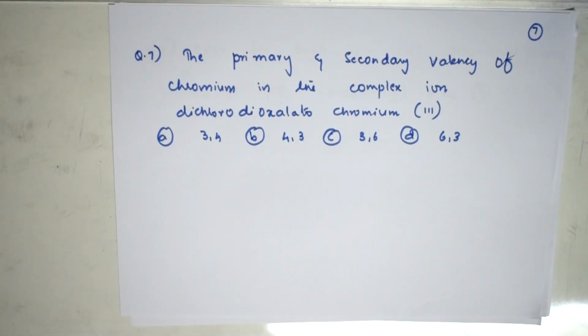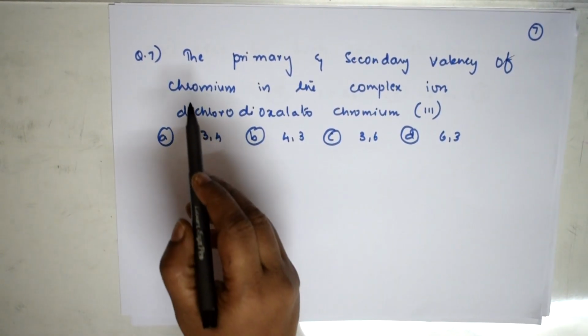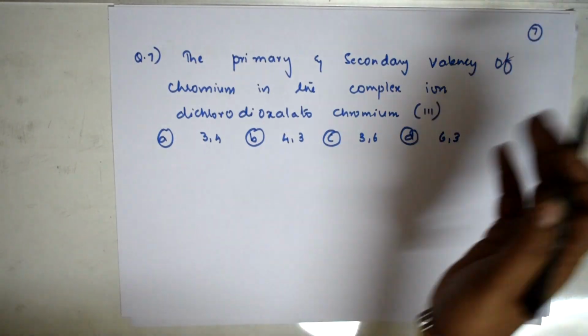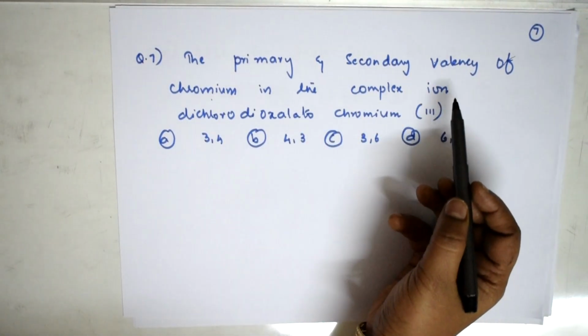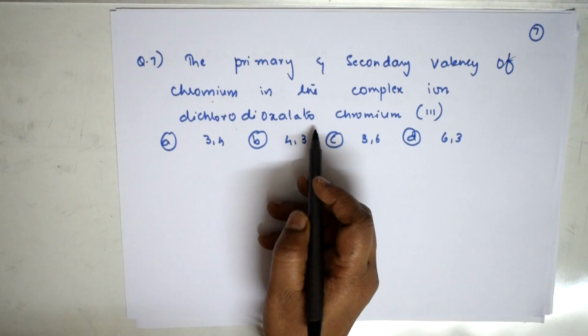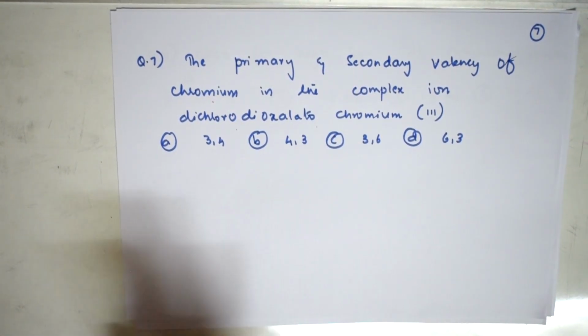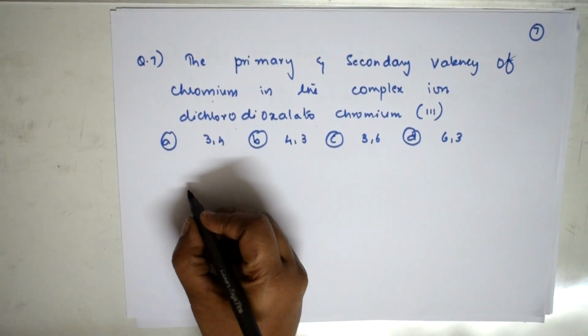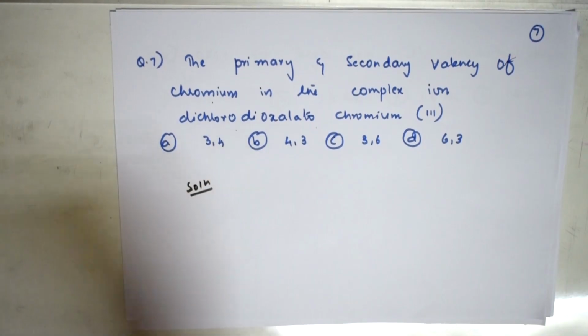So, in the seventh question, let's read what is given. They said the primary and the secondary valency, that is your Werner's theory, valency of chromium in the complex ion dichloro-dioxalato chromium 3. Now I don't know the complex. I simply don't know how to draw the complex also. I'm blank. No problem. How to solve this? Let me give a trick for you.